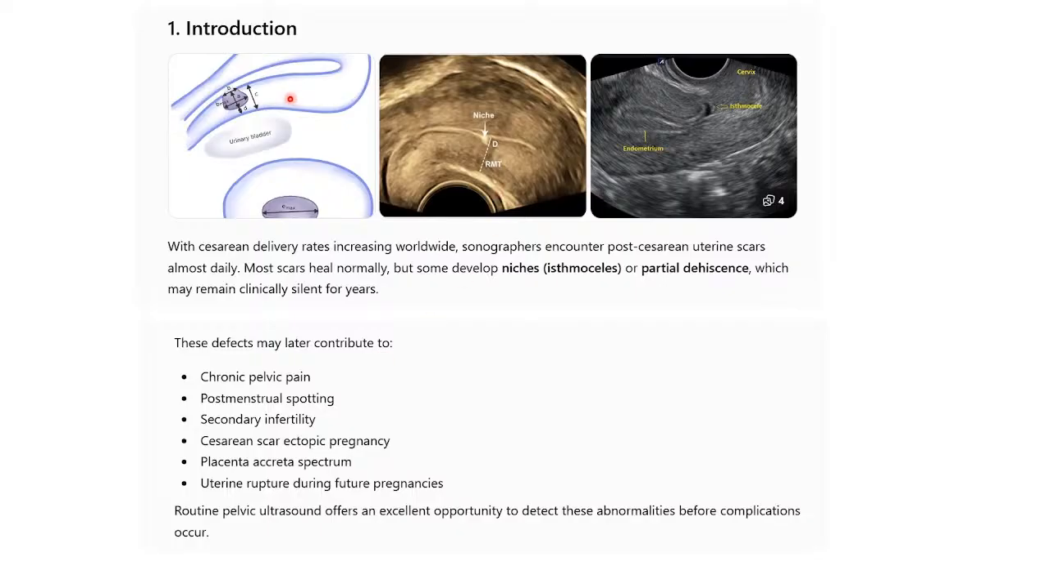So you can see here what we have. That is a scar niche there, a scar niche there. You can see here what we have is an isthmocele that is formed there. These defects may later contribute to chronic pelvic pain, post-menopausal spotting, secondary infertility, cesarean scar ectopic pregnancy, placenta accreta spectrum, and uterine rupture during future pregnancies. Routine pelvic ultrasound offers an excellent opportunity to detect these abnormalities before complications occur.